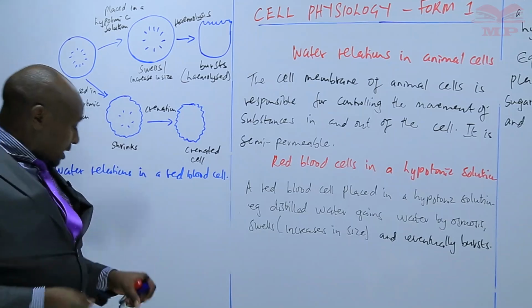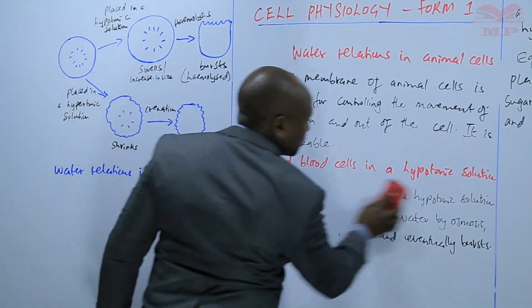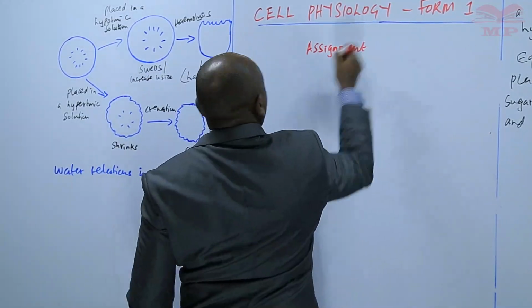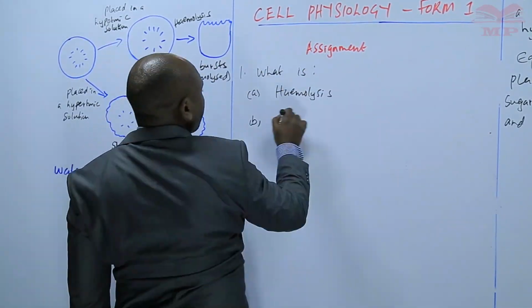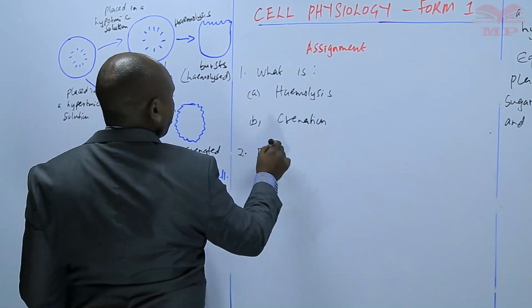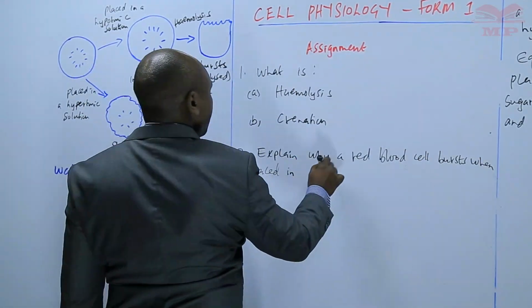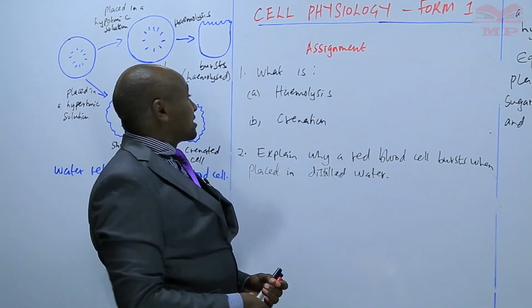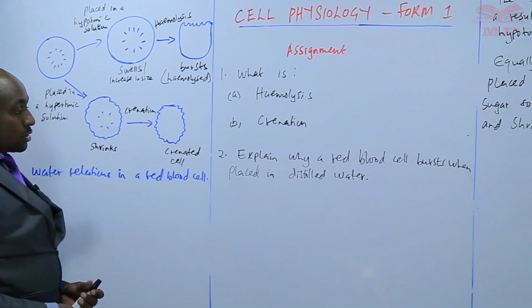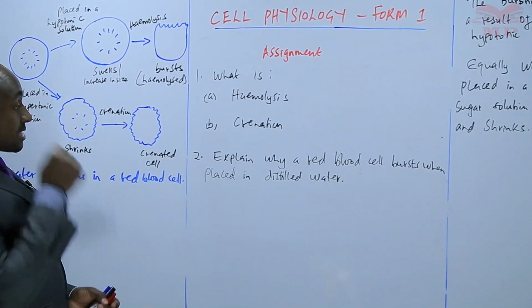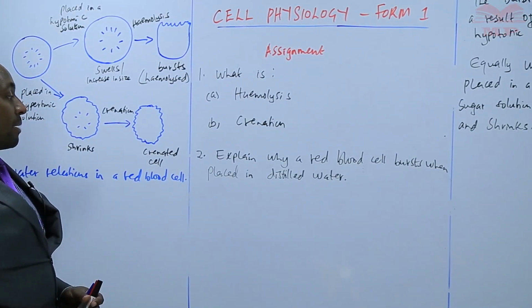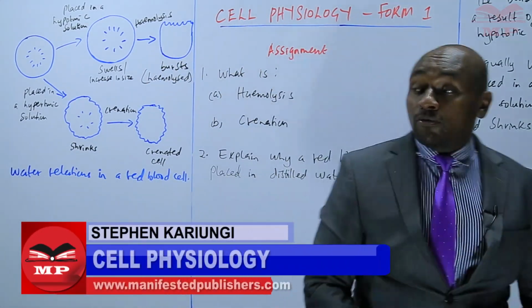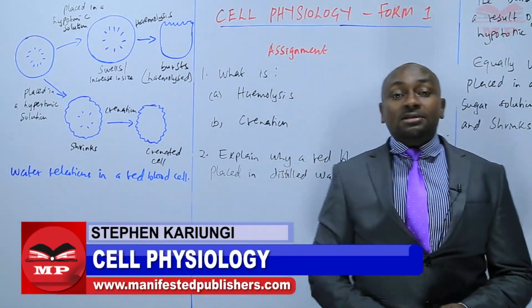So we'll have an assignment on this. The first question, what is hemolysis and what is crenation? Number 2, explain why a red blood cell bursts when placed in distilled water. So that marks the end of water relations in animal cells.